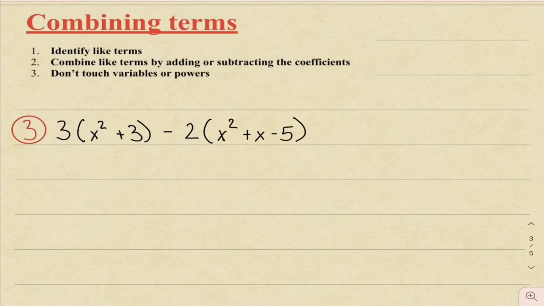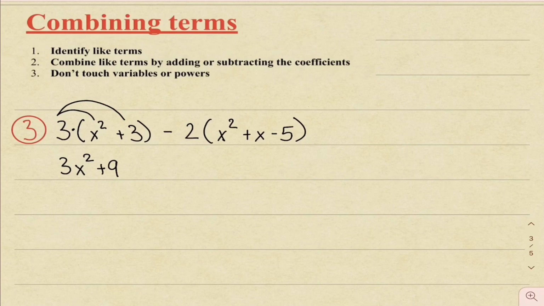To do this problem, before we go ahead and identify like terms, we have to distribute. What do I mean by that? Here we have 3 times x squared plus 3. Now we're going to have to distribute the 3. How do we distribute? So this number 3 first is going to multiply the positive x squared, and then is going to multiply the positive 3. So I have 3 times x squared is 3x squared. And then I have 3 times positive 3 is just positive 9.